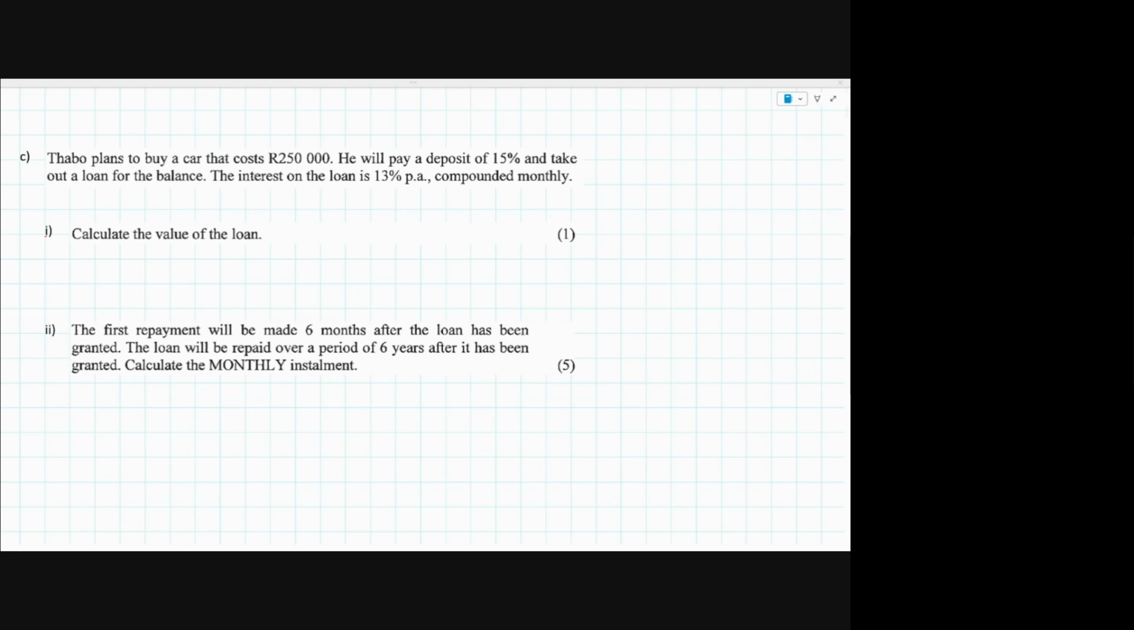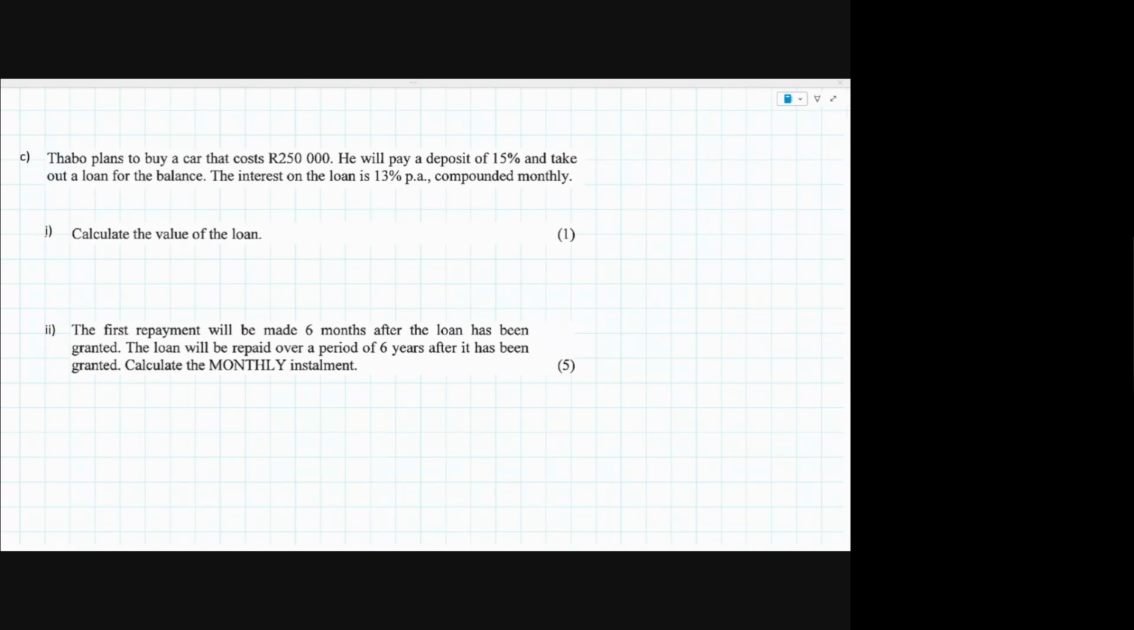All right, so Tabo plans to buy a car that costs 250,000 Rand. He will pay a deposit of 15% and take out a loan for the balance. The interest on the loan is 13% per annum, compounded monthly.